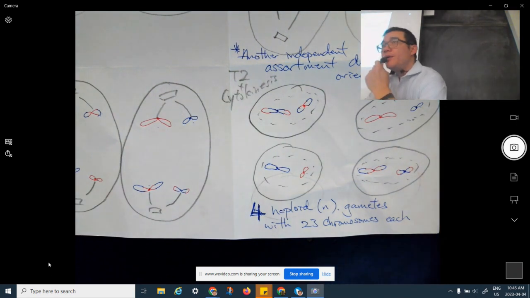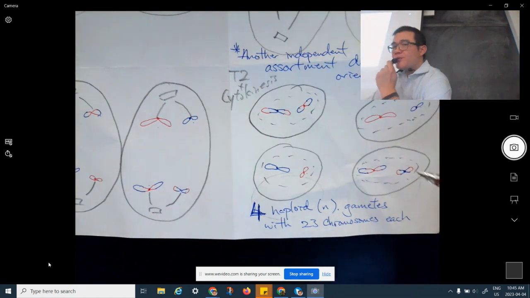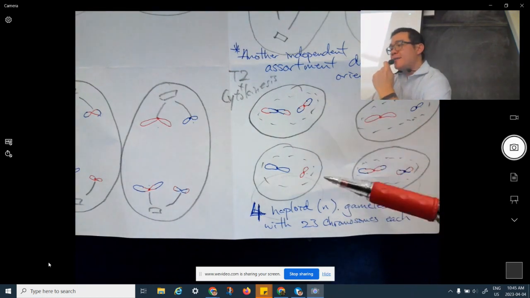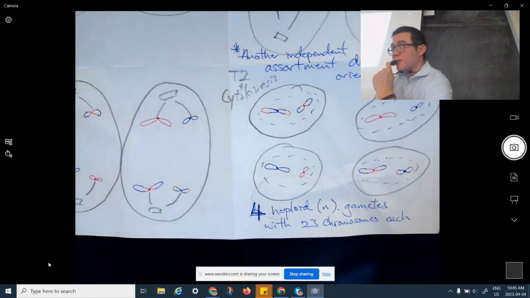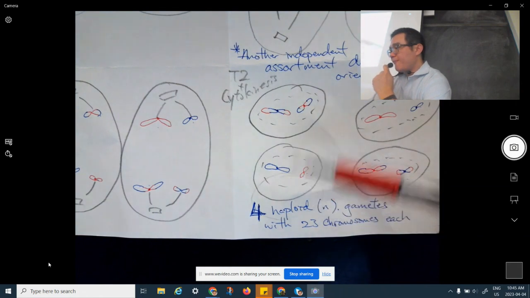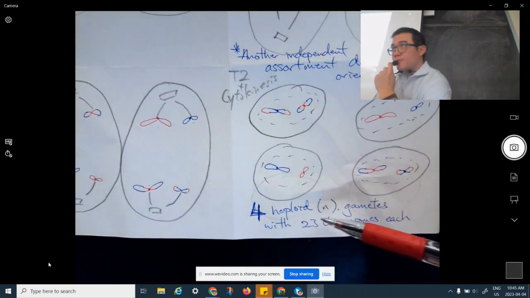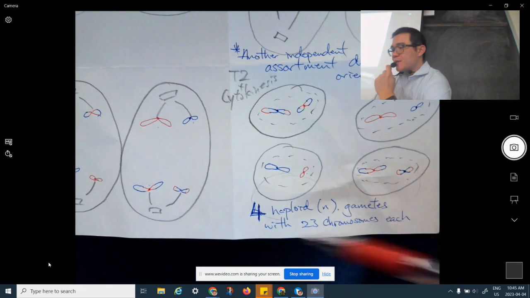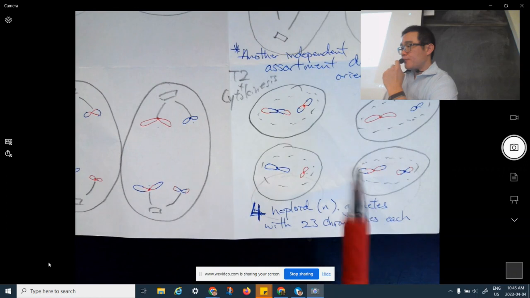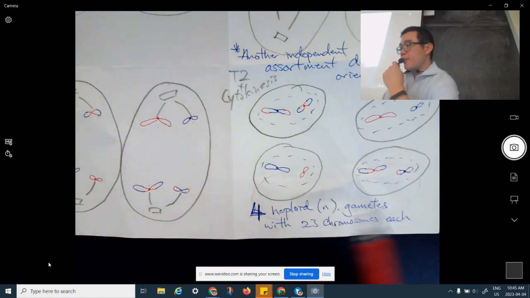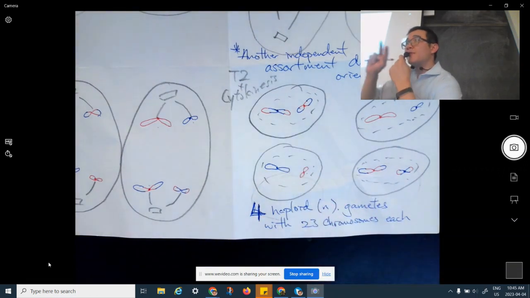Okay, most of you. Now, as you see here, by the end of meiosis, this one I have telophase 2 as well as the cytokinesis. So the end product, you have four haploid, single small n, gametes with 23 chromosomes each. Now here, remember, I only show 2 out of 23 pairs of chromosomes.